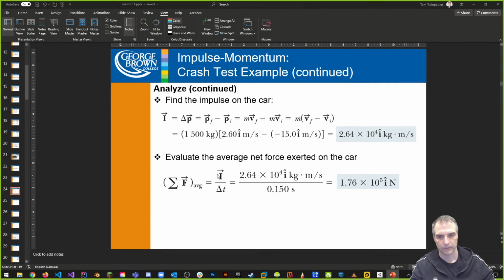Evaluate the average net force exerted on the car. We know the impulse, and the average net force is the impulse over time, the total force over the total time. So 2.64 times 10 to the 4th kilogram meters per second over 0.15 seconds, a very short collision time, is roughly equal to 1.76 times 10 to the 5 newtons along the x-axis.